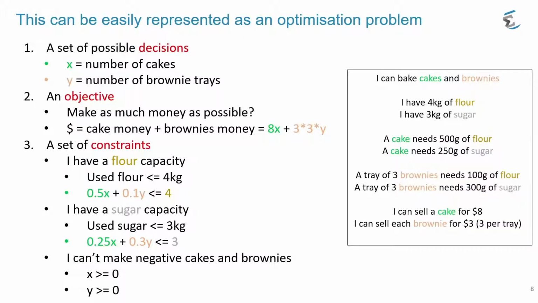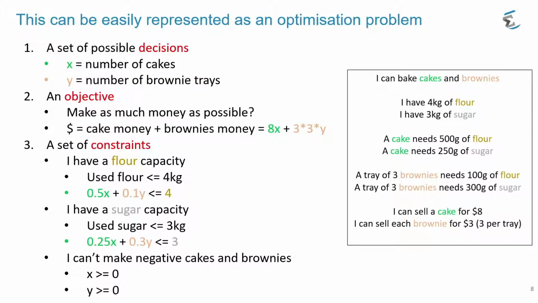I then need restrictions on those variables. I need to represent the constraints somehow. So I have a flour capacity that I need to respect, which is the amount of flour I use has to be less than or equal to 4 kilograms. So it's 0.5 times the number of cakes plus 0.1 times the number of brownie trays that I make. That has to be less than or equal to 4. So that represents my flour capacity. I have the same for sugar, but different coefficients, so a quarter of a kilo and 300 grams has to be less than or equal to 3. So I've got my used sugar on the left, the amount I have on the right.